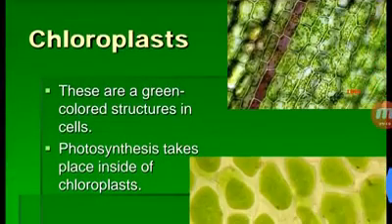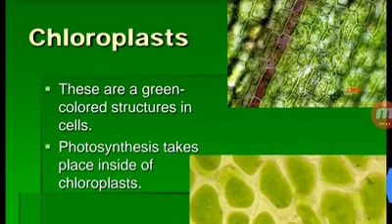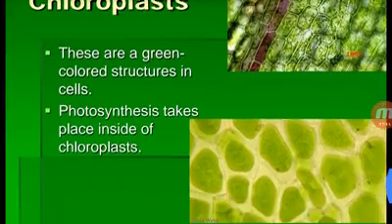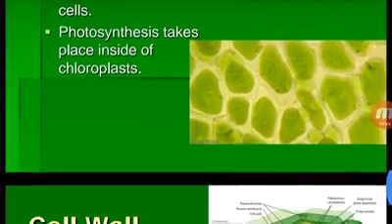In plant cells, the chloroplast is present. We don't have this in animals, because the chloroplast is the site of photosynthesis, which is the food manufacturing process of the cell. These are the green colored structures in the cell. Photosynthesis takes place inside the chloroplast.